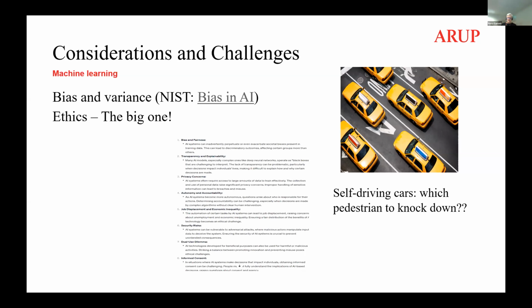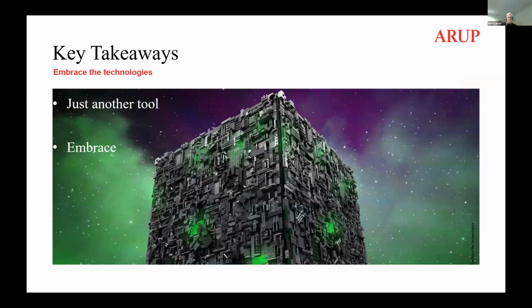So my key takeaways for this, I suppose, are: AI and machine learning, they're just another set of tools. We should embrace them. They can make things easier and quicker for us, and open up other opportunities for us that wouldn't have been there before. And they're not going to go away. So as the Borg say, resistance is futile. So we may as well embrace them.